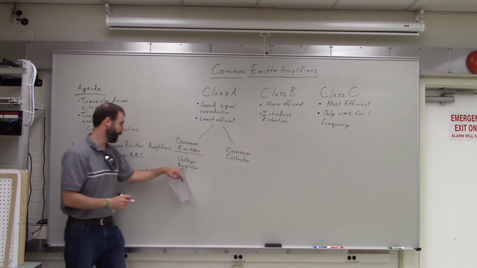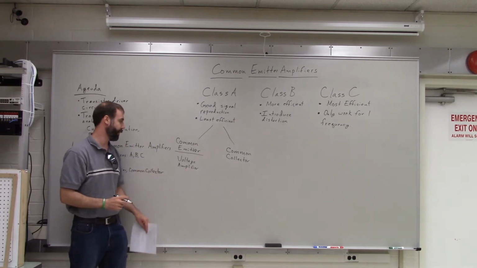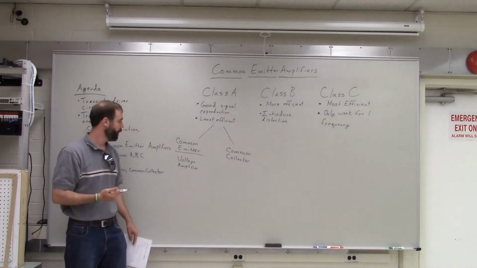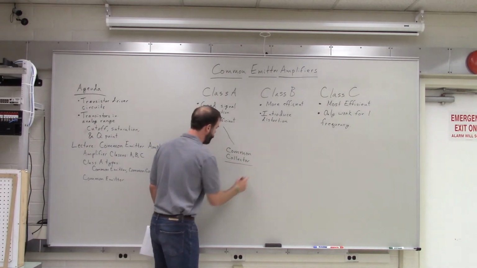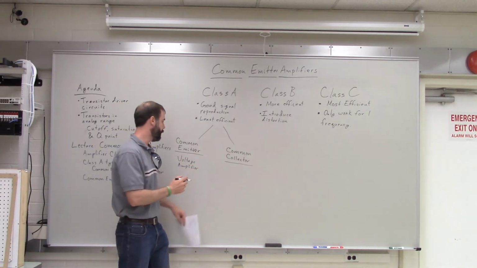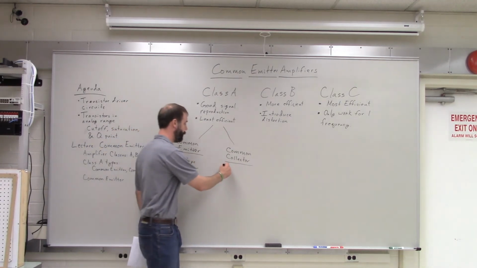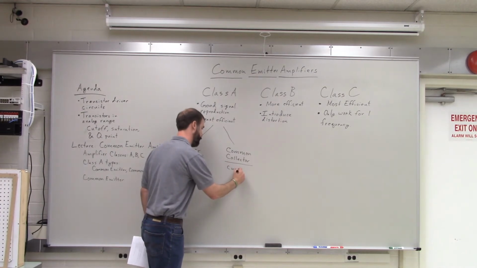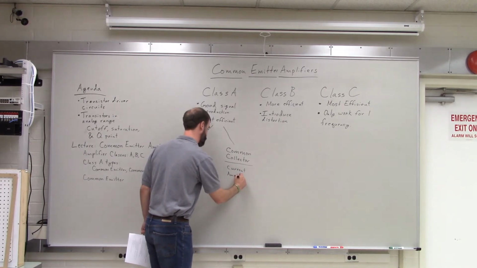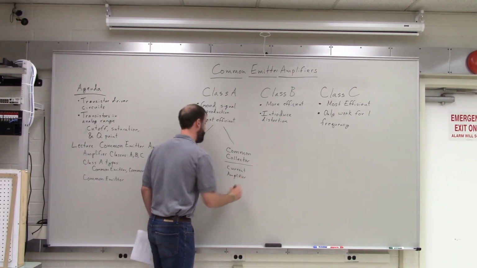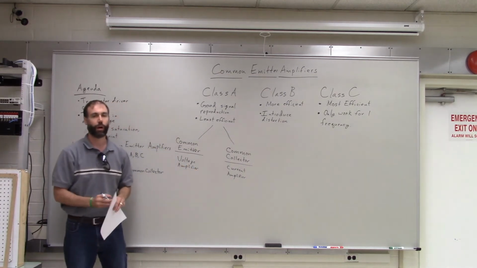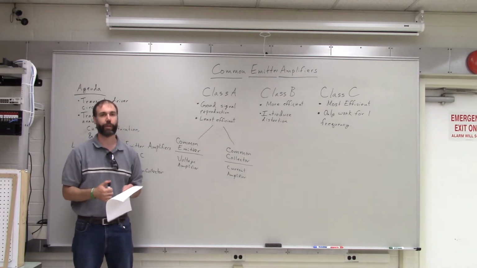So this is what a lot of people think of when they think of an amplifier. You know, you put in 5 volts, you get out 10 volts, something like that. The common collector, you put in 5 volts, you get out 5 volts. But the difference is that you get out more current. So the common collector amplifier is a current amplifier. So voltage amplifiers and current amplifiers are often used together, especially in audio applications.